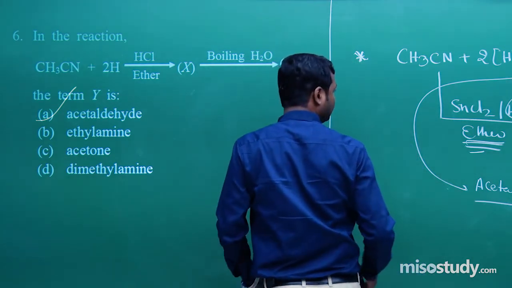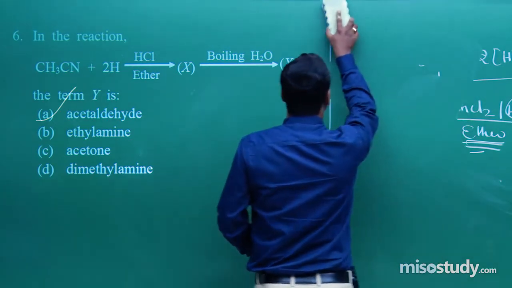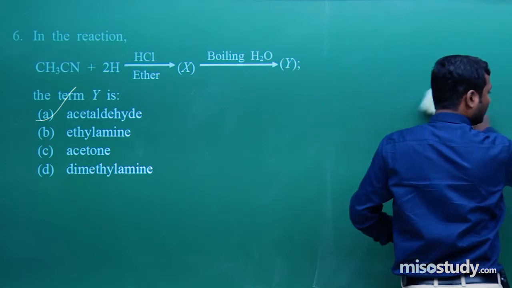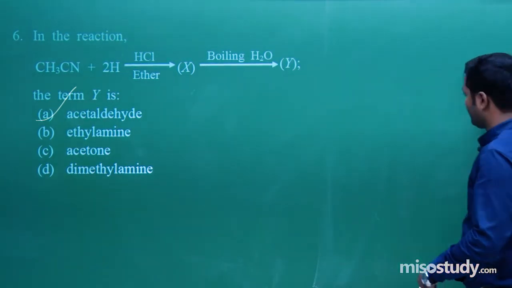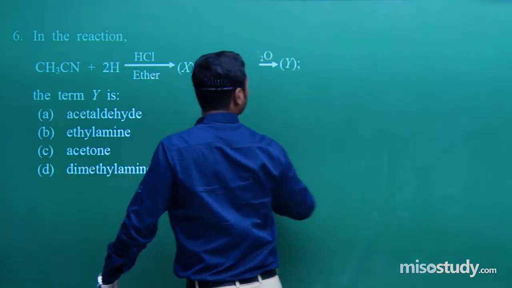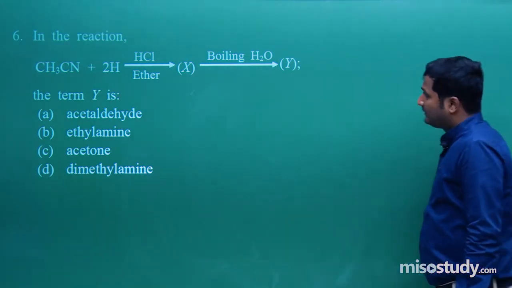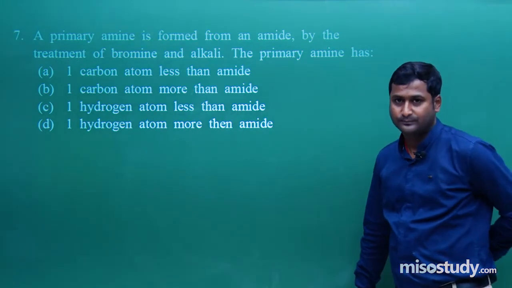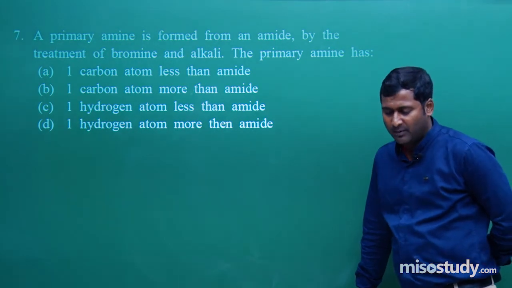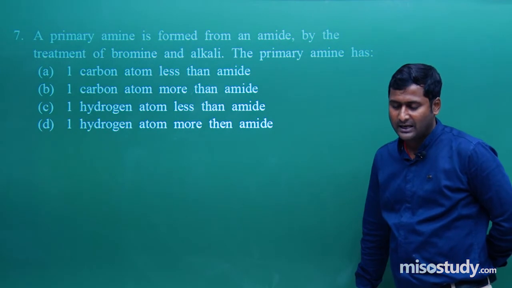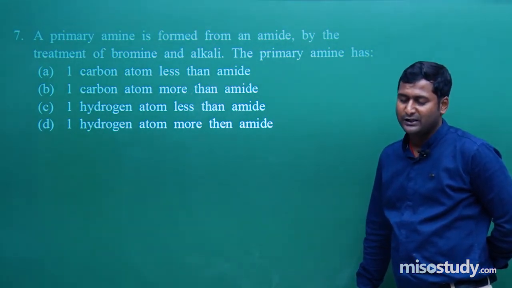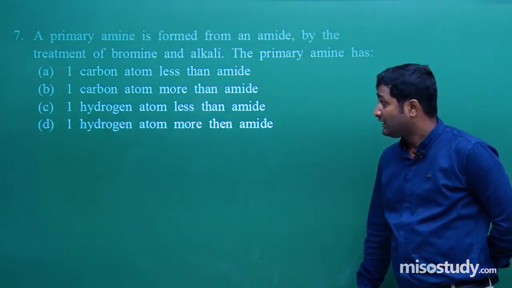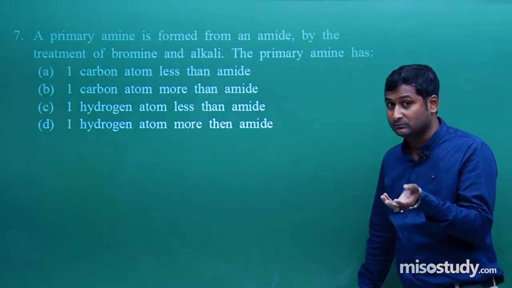Let's move to the next question. Now, next question, question number 7. This question is for you. I am not going to help you. So think on it. What is given here? Check it out. Read the question carefully. I am giving you a few seconds. Do you remember this? Hofmann bromamide degradation reaction. This is a reaction, the Hofmann bromamide degradation reaction. It is a completely theory based question. Think of the theory, what was the reaction and what will happen.